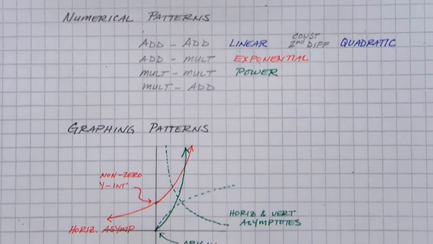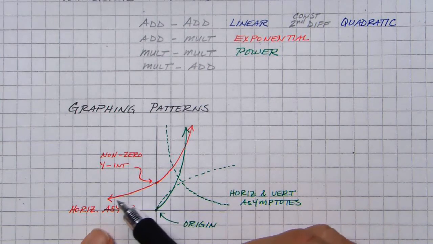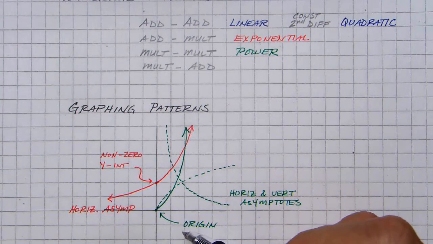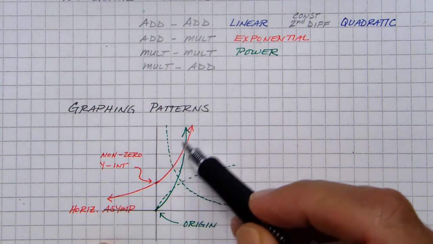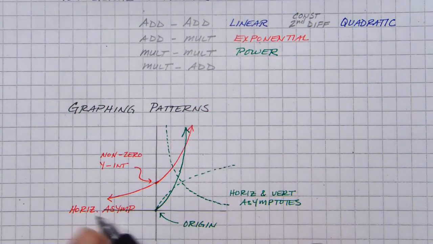Let's kind of look at graphing patterns. So what I have are lines and quadratics. Those are pretty easy to spot. It's telling the difference between powers and exponentials. So here's kind of a little review. Exponentials, remember, will always have that non-zero y-intercept. They could sweep upward, they could kind of sweep downward, but then they also have that horizontal asymptote. So those are the two giveaways that you're dealing with an exponential function.